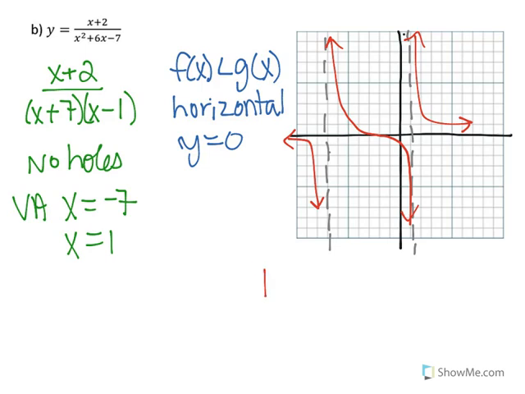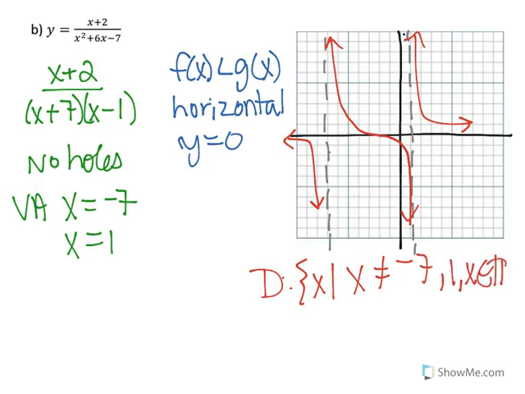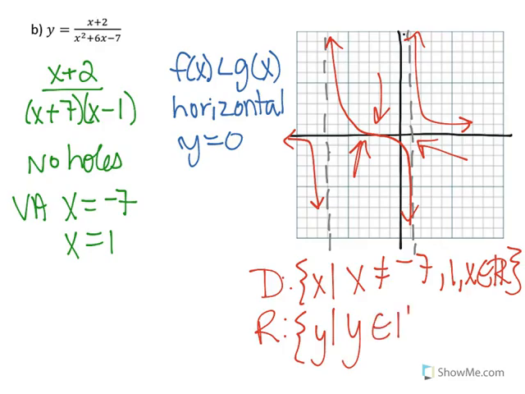So our domain is x cannot equal -7 and 1. And what you should notice here is that it did cross the asymptote. That is okay. It happens with horizontal only. You can never touch a vertical asymptote, but those horizontal ones, they want you to touch them. It can happen. Not always, but sometimes. You just have to ask and see if it looks like it's right.